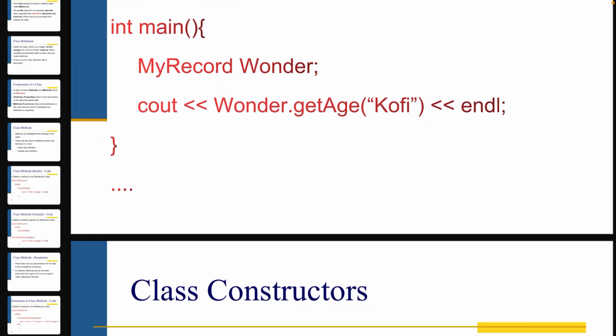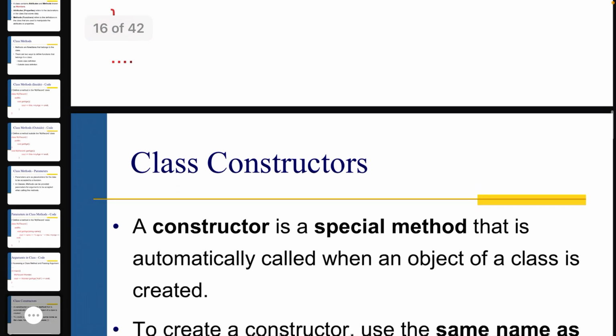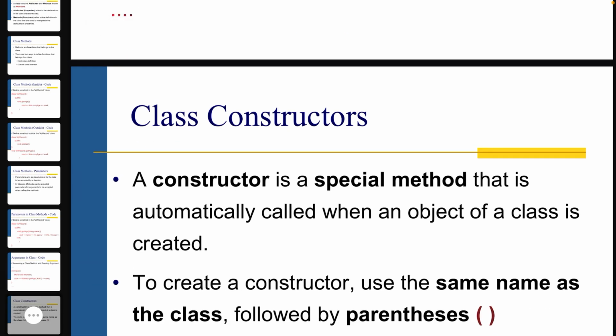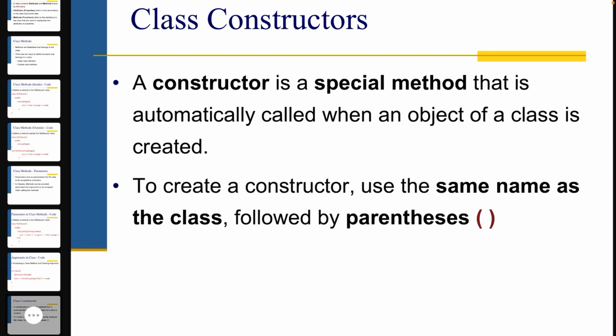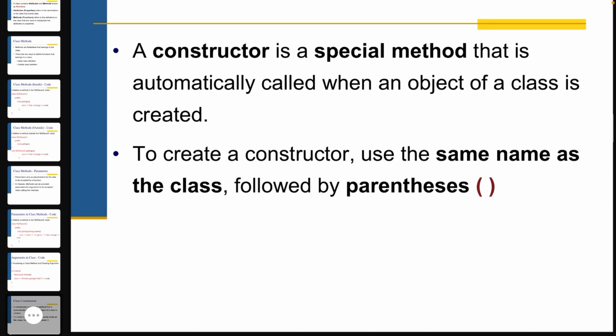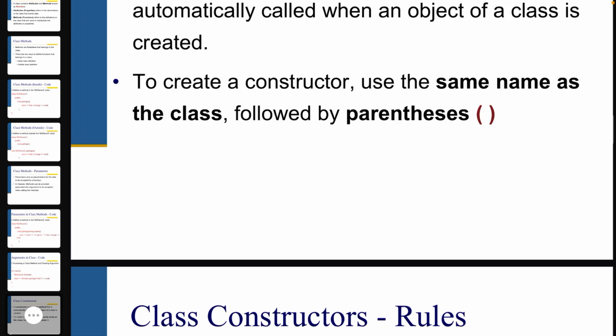So now let's move to class constructors. A constructor is a special method that is automatically called when an object of a class is created. And to create a constructor, you use the same name as the class, followed by parentheses.